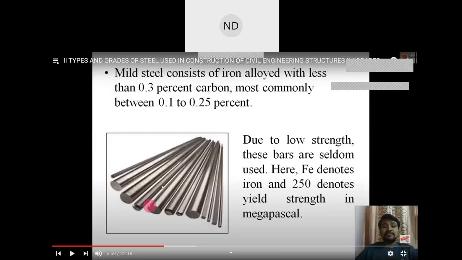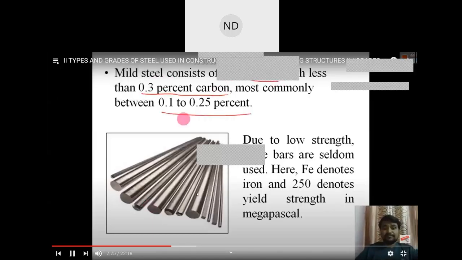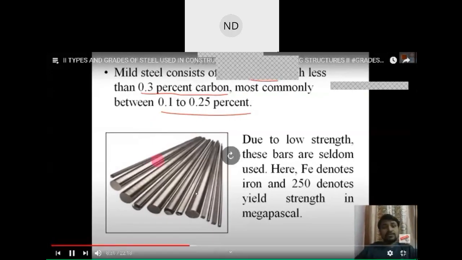So for constructions, Fe denotes iron, and the 250 denotes the yield strength. The terms which we use for steel bars are Fe215, Fe415, Fe250. So what does that mean? Fe denotes the iron, and the 250 denotes your yield strength, in megapascal, Newton per mm square. That means after how much load it is going to fail.